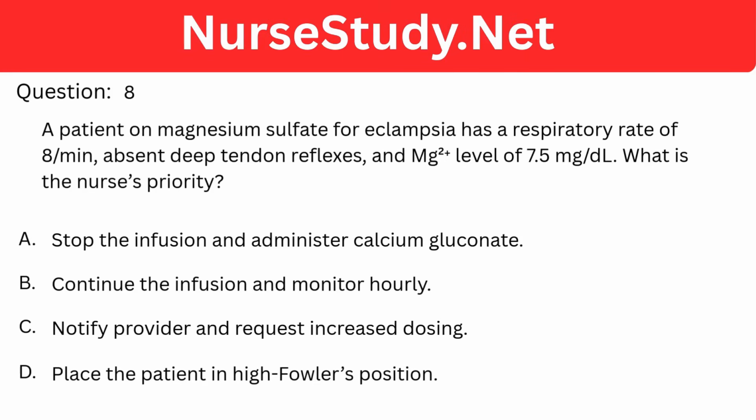Question 8. A patient on magnesium sulfate for eclampsia has a respiratory rate of 8 per minute, absent deep tendon reflexes, and magnesium level of 7.5 milligrams per deciliter. What is the nurse's priority?